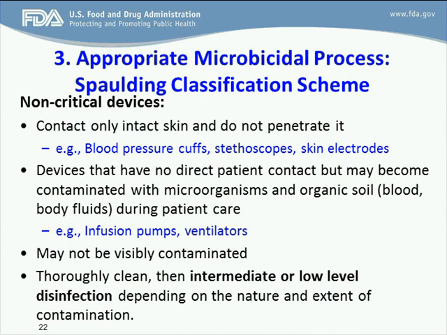These devices may not be visibly contaminated. However, they should be thoroughly cleaned and then receive intermediate or low-level disinfection, depending on the nature and extent of the contamination. Non-critical devices that may be contaminated with blood or body fluids that may contain blood-borne pathogens should be cleaned and then receive intermediate-level disinfection with a product that has an EPA-registered claim for activity against hepatitis B.